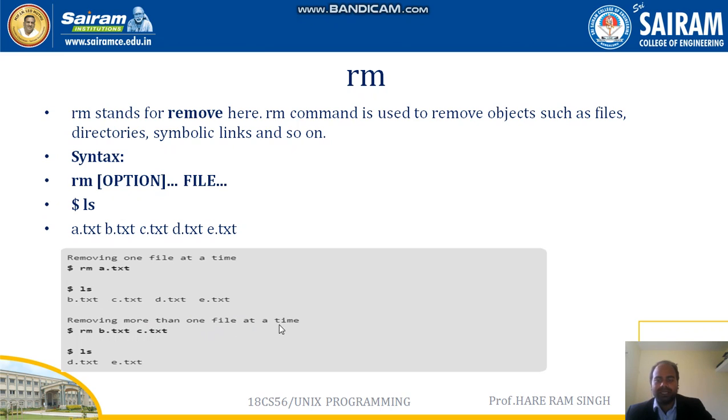Removing more than one file at a time. With rm, we can also remove more than one file at a time from the current directory. For that we can use the command rm b.txt c.txt. Once you type this and press enter, both b.txt and c.txt will be removed, and a.txt is already removed. Let us check the contents of the current directory using the ls command again. ls shows d.txt and e.txt.